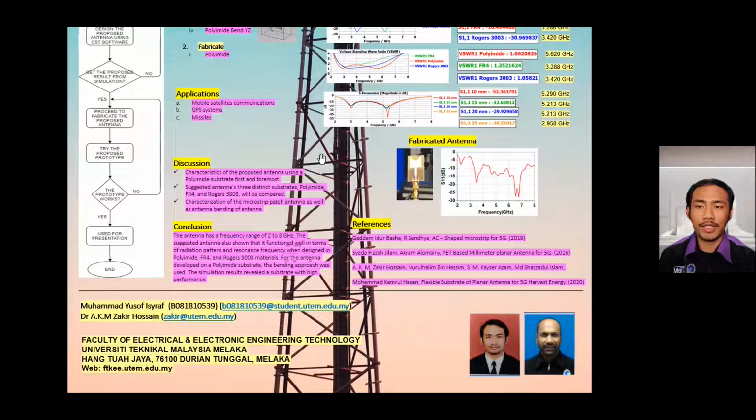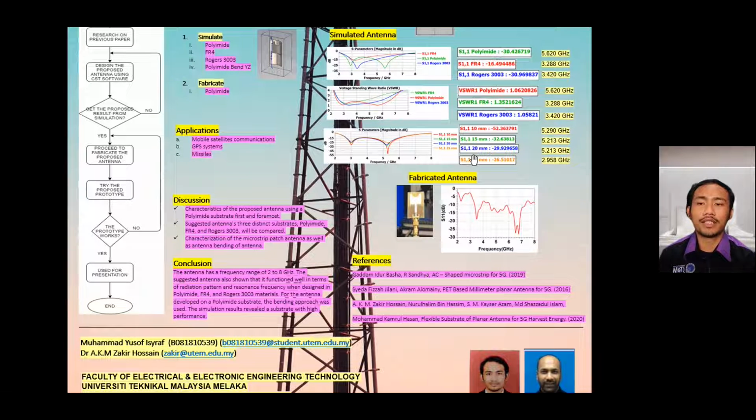So for application, the antenna can be used for mobile satellite communication, in GPS systems, and in missiles for the army or military. For discussion, the characteristics of the proposed antenna using polyimide substrate: first and foremost, the suggested antenna uses 3 distinct substrates, polyimide, FR4, Rogers 3003, which will be compared. So I compared the S parameters from the 3 different substrates, the characterization of the microstrip patch antenna, as well as the bending of the antenna. So I compared the different substrates and different bending radii.